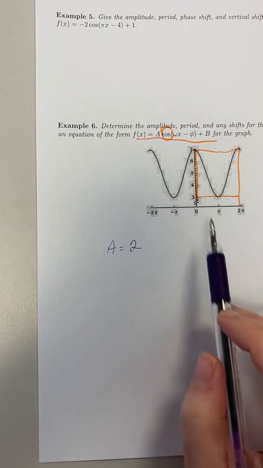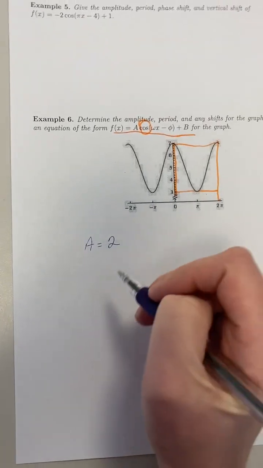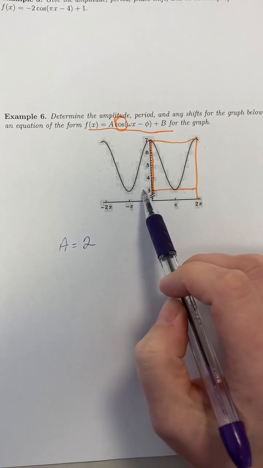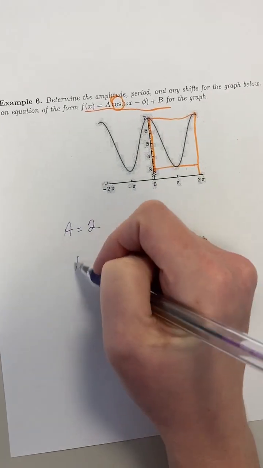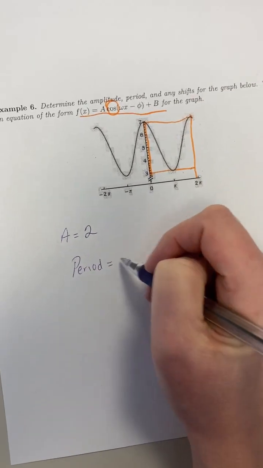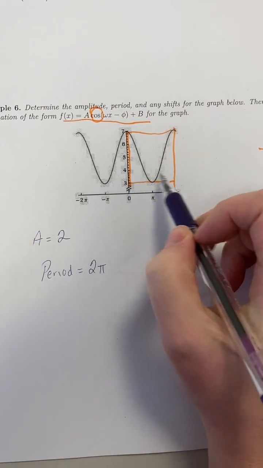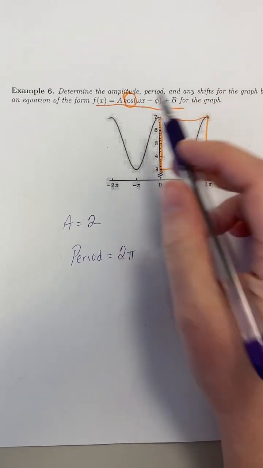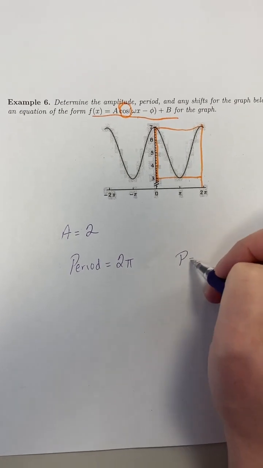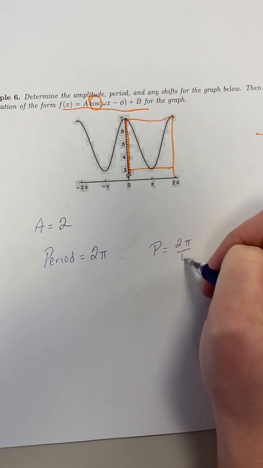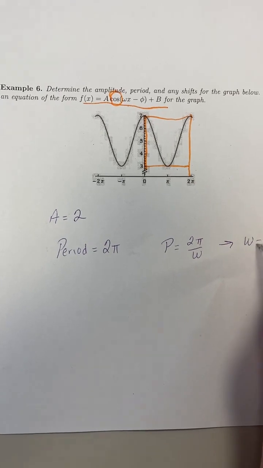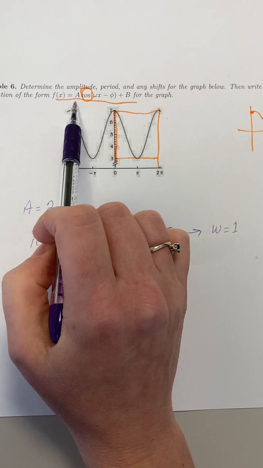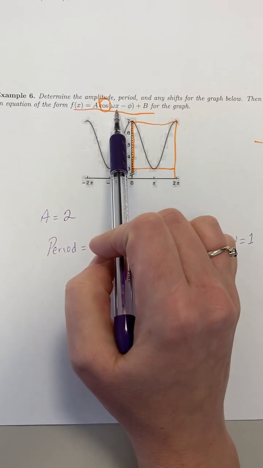Remember that the period is the length of time that it takes to complete one full cycle. So from this graph, we can just look at the picture. One full cycle happens from 0 to 2 pi. So the period of this graph, we can see, again, it's visual, is 2 pi. From that, we can find omega, right? Because the period is 2 pi over omega, which means in this case, omega has to be equal to 1.